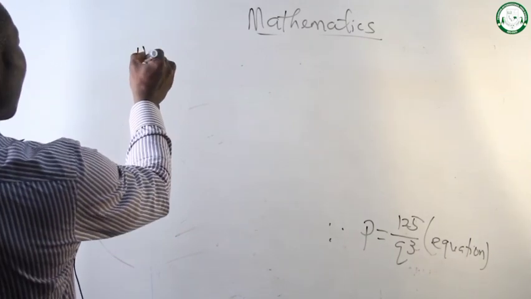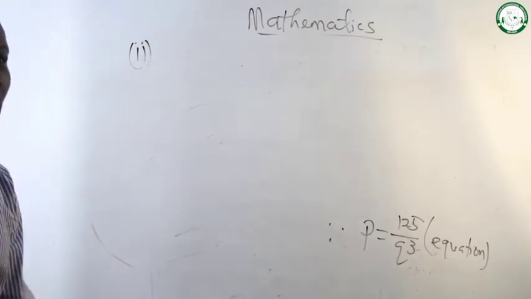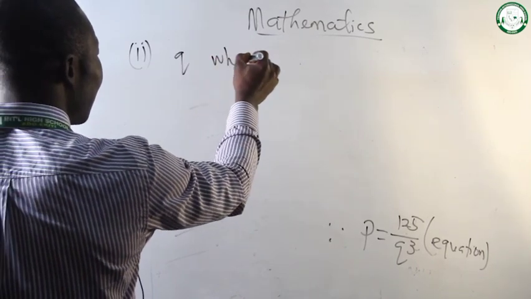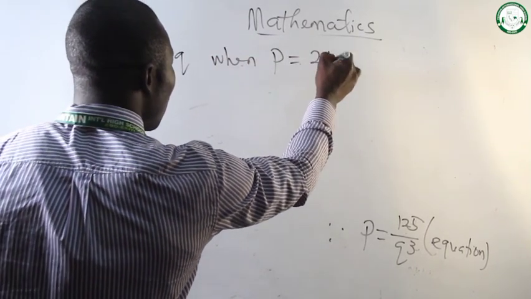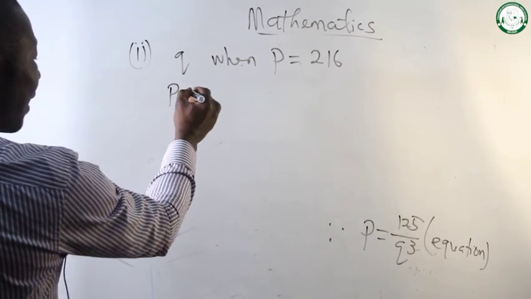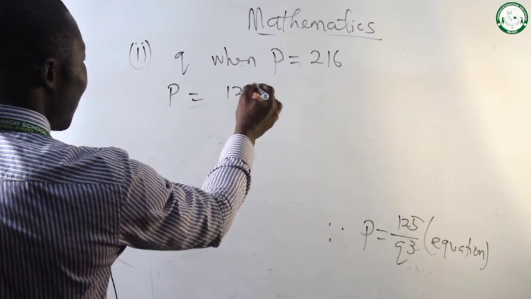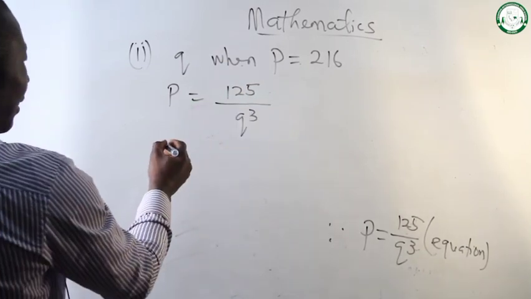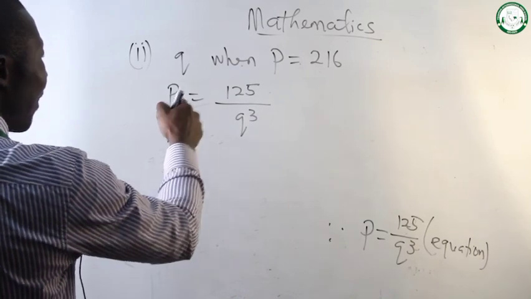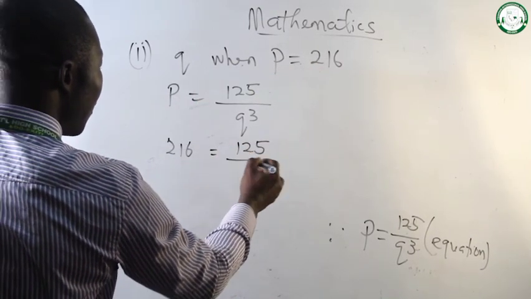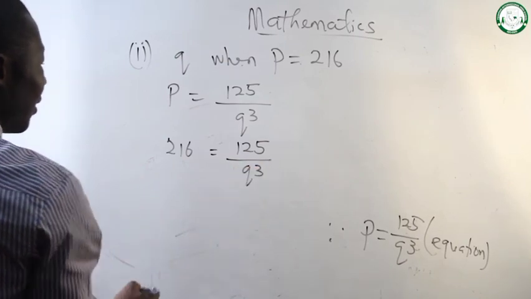The second question now asks us to look for the value of Q when P equals 216. It means P equals 125 all over Q raised to power 3. 216, the value of our P, equals 125 all over Q raised to power 3.